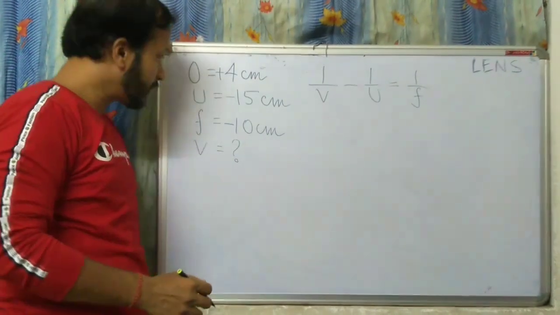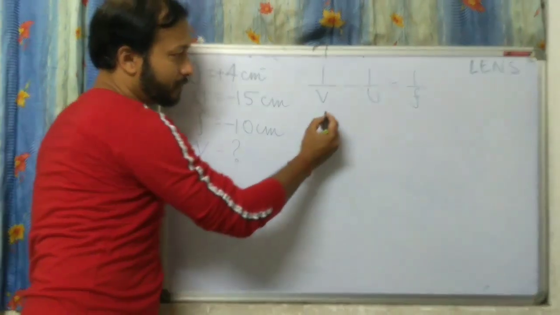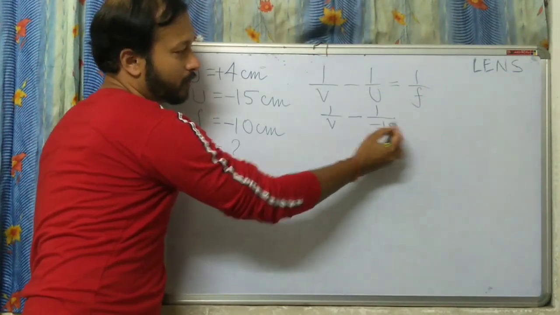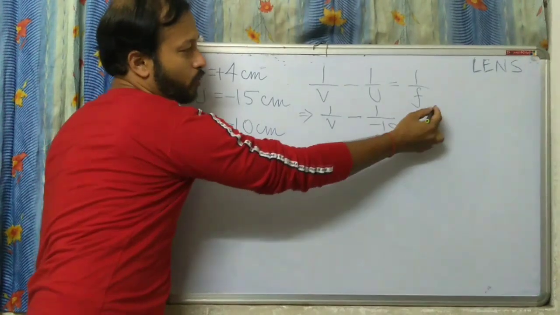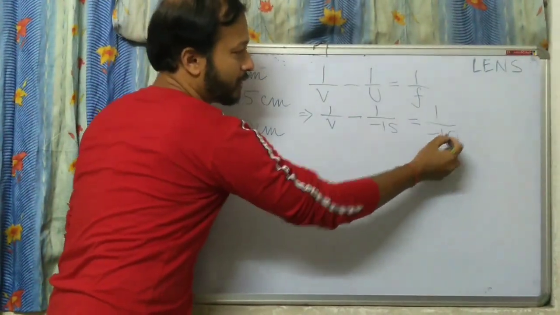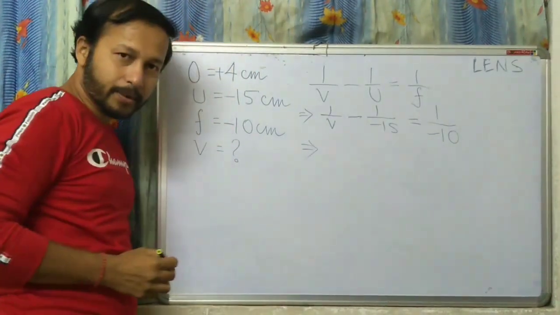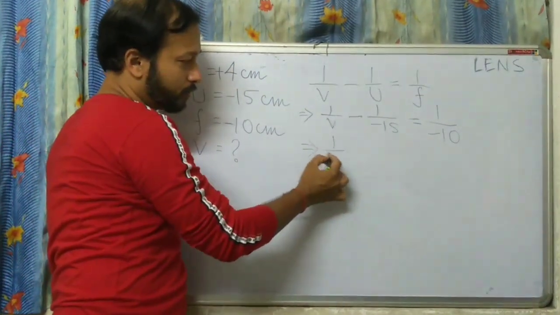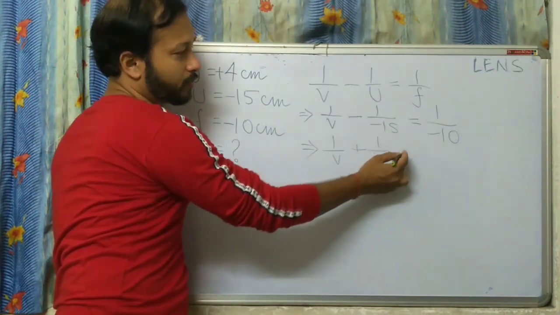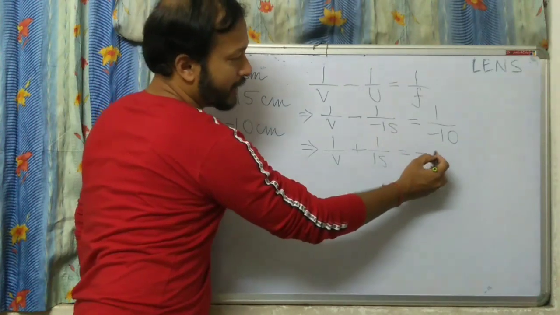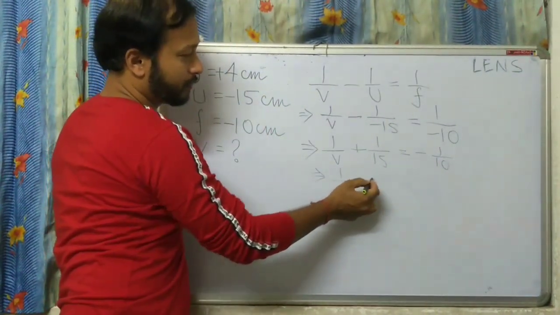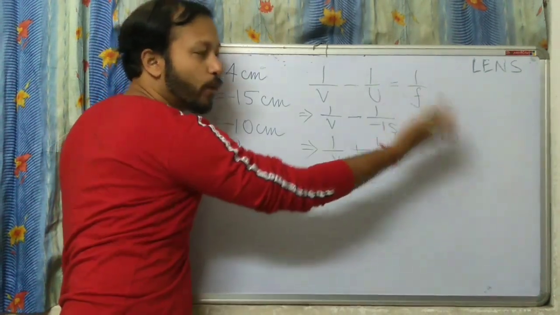So let's put U is minus 15. What is F? Minus 10. Okay? Now, minus minus plus. Minus 1 by 10, plus 1 by 15 is going that side.